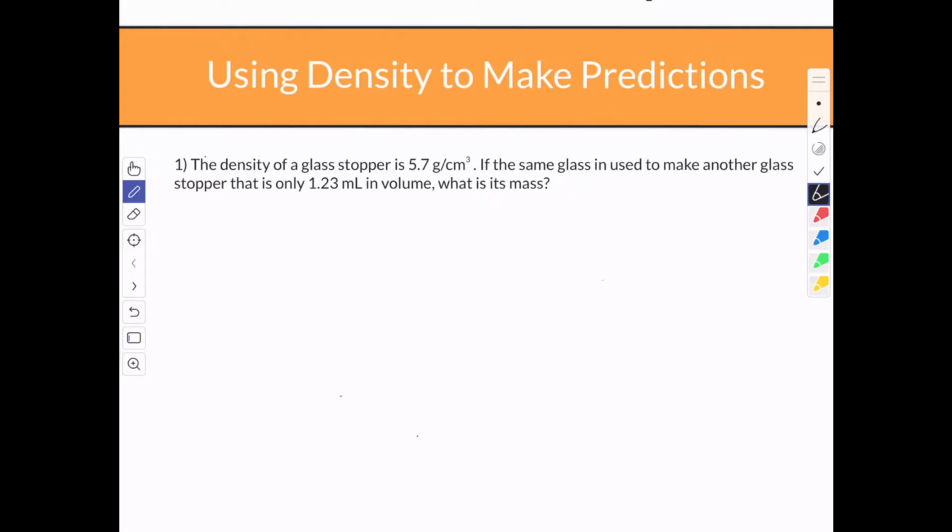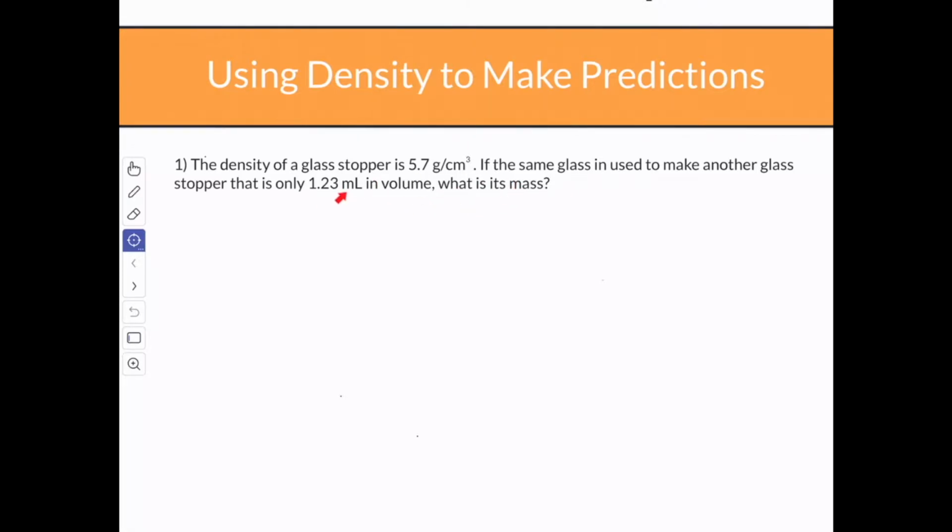So we have the density of our glass stopper, which was 5.7 grams per centimeter cubed. That's what we got last time from the other video, where I demonstrated how to find the density of the glass stopper. That was our final answer. So if the same glass was used to make another glass stopper, we know it was the same glass, and we've gotten the volume of that glass stopper as being 1.23 milliliters.